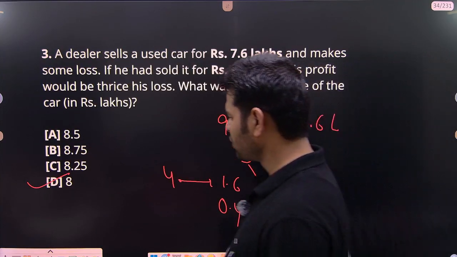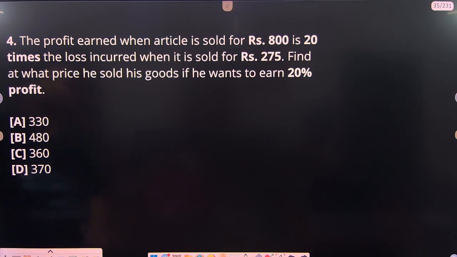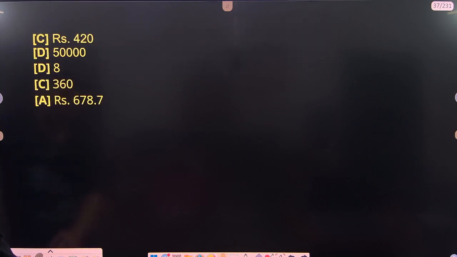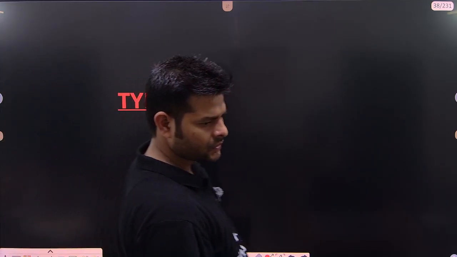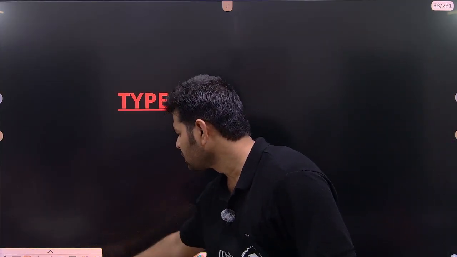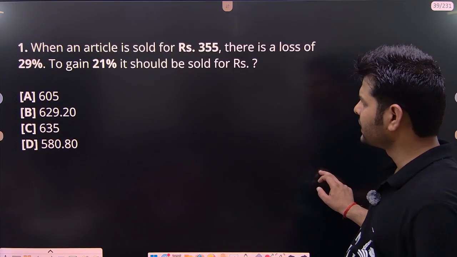Now we need to move ahead. Some different questions. Type 3 we are going to move on to. Okay, so let's do type 3. Pay attention, try to do it.